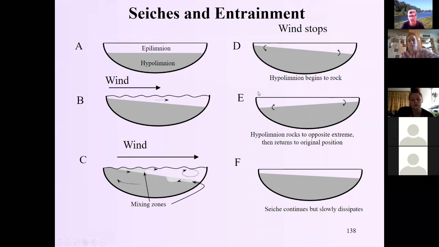Now the wind stops, and all of a sudden there's this denser water here that's higher than the denser water here, right? So it's going to try to get back even. And when it does that, it starts to rock. And this is called an internal seiche. And over time, that will dissipate, but it can go for days, weeks, a long period of time.